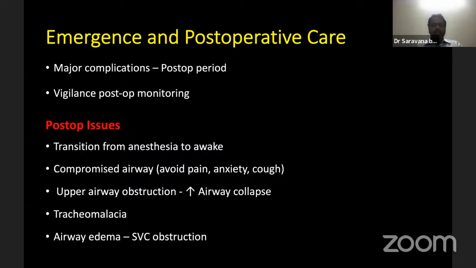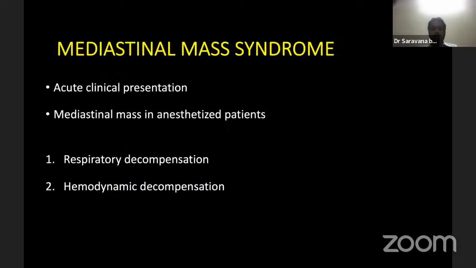And the next thing is airway edema. With long-standing SVC obstruction, once you remove the tumor, there may be some venous congestion of the airways and that may result in airway edema. So you should be very careful. You should do a laryngoscopy before extubation and make sure that the airway is free of any edema. If everything is fine, then you plan for extubation in these kinds of patients.